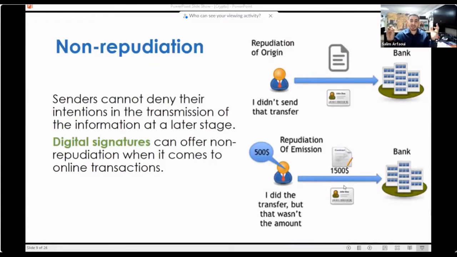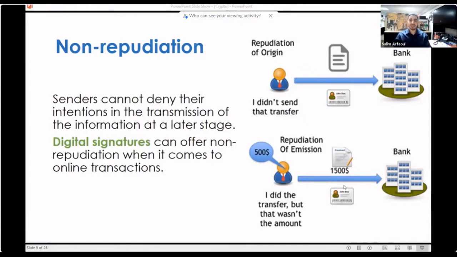So for example, you're making a banking transaction. Let's suppose you conducted this transaction. You made a transfer of $500 to your friend, and later on you deny that you've made that transaction. You say, "Oh, I only made a $50 transaction," right? So non-repudiation is the goal of cryptography to ensure that the sender cannot deny sending a message and the receiver cannot deny having received it.